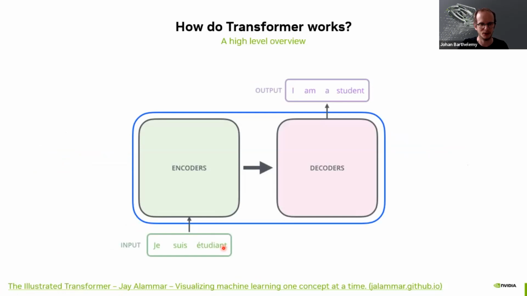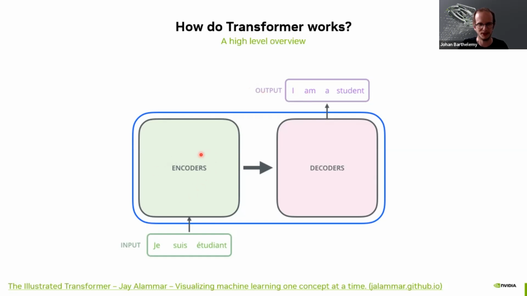You've got your input, and the input will go through a sequence of encoders. The encoder will map the input to an embedding, a representation of the input. It sends that to the decoder, and the decoder will turn that encoding into a new sentence, a new sequence: I am a student.